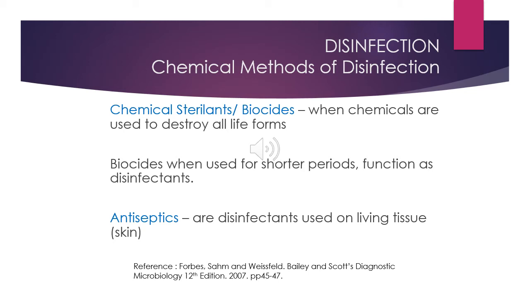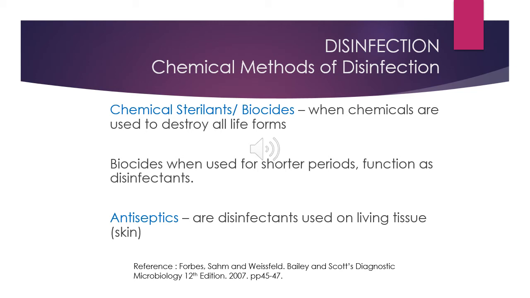Okay, so using the chemical methods of disinfection, there are some things that we have to define in terms of chemical disinfection. When we say chemical sterilants or biocides, you use the chemical to destroy all life forms. Biocides or chemical sterilants are usually used for shorter periods, and if they are used for shorter periods, they function as disinfectants. Okay? It does not kill the spores if used for shorter periods.